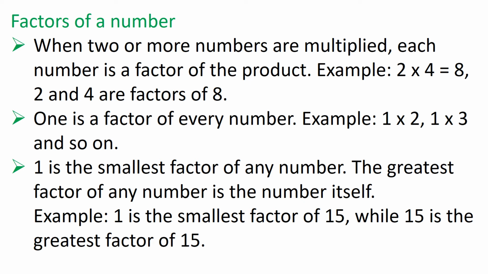Now next, 1 is a factor of every number. Example, 1 into 2, 1 into 3 and so on. 1 is the smallest factor of any number. The greatest factor of any number is the number itself. Example, 1 is the smallest factor of 15, while 15 is the greatest factor of 15.